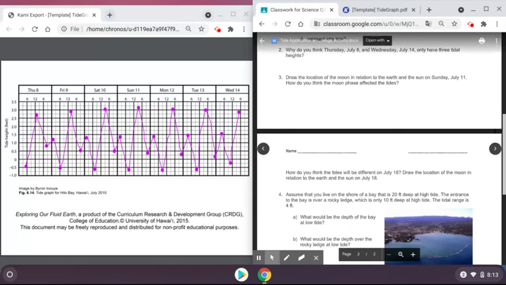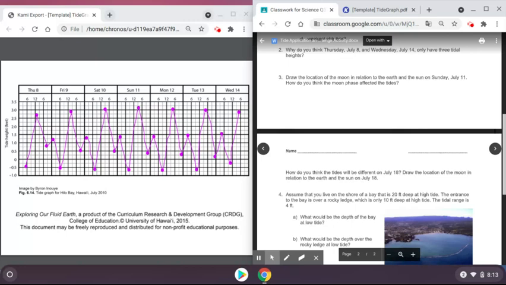So what you can do here is double click on your activity because this should make a copy for you. Or, you're going to insert, not double click. You're going to insert a drawing. It's going to open up a box, and draw a picture of the sun, the moon, and the Earth. Now, I already told you what order they were in. I just told you again.